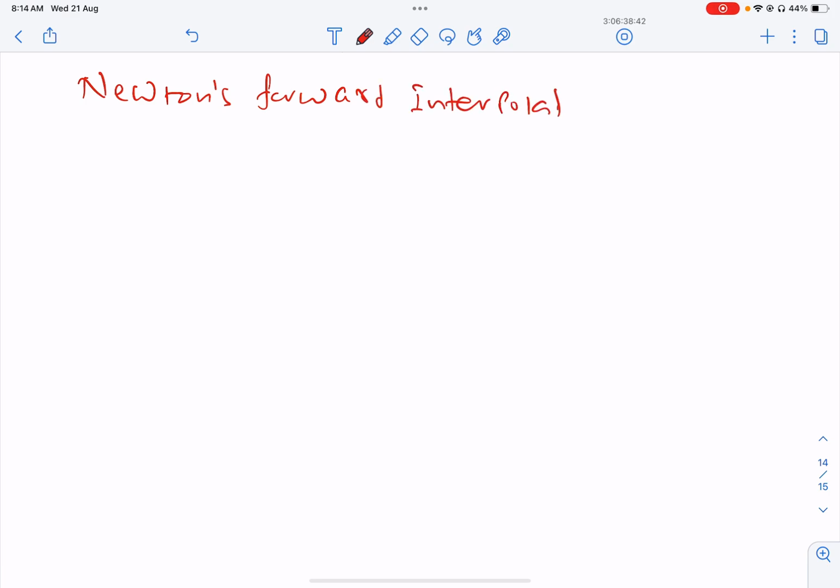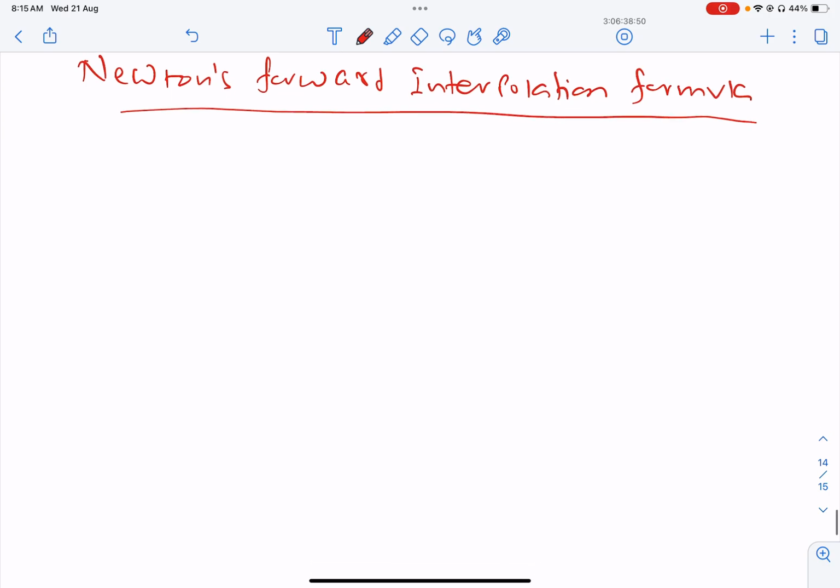Let us solve some examples of Newton's forward interpolation formula. So let us have Newton's forward interpolation formula. The formula is like this.